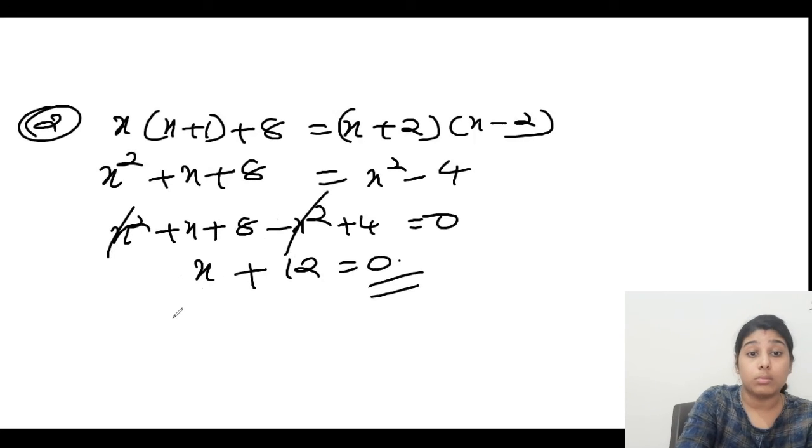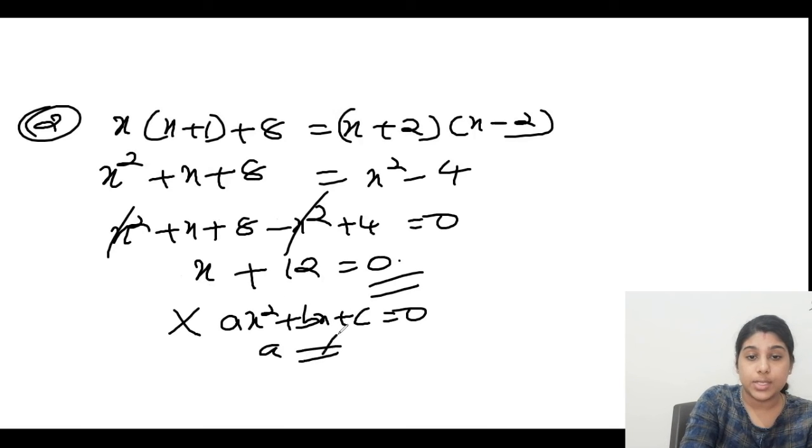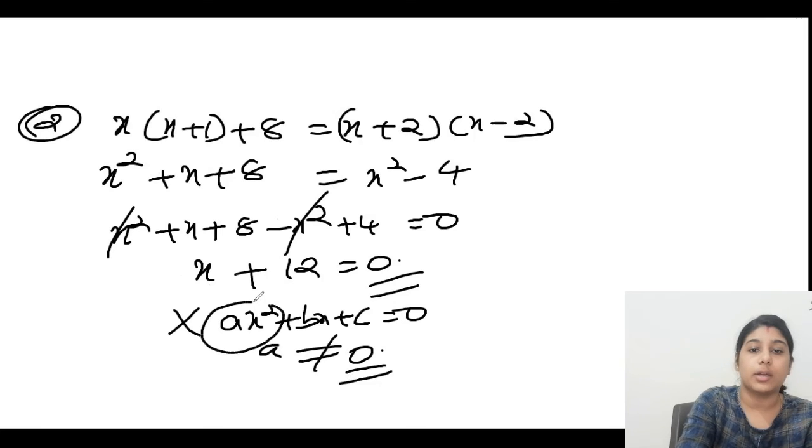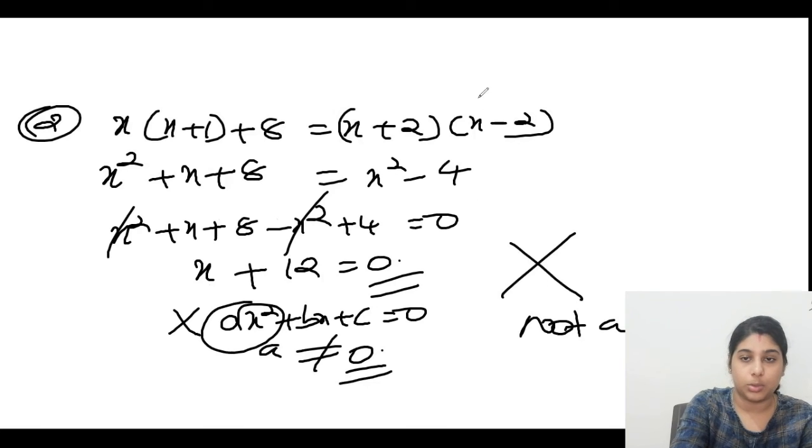But this is not in the form. We have studied that ax square plus bx plus c is equal to 0 and a should not be 0. When a is 0, it means this x square term will not be there. Here it is not. So this is not a quadratic equation. This can be asked in the examination: check whether.